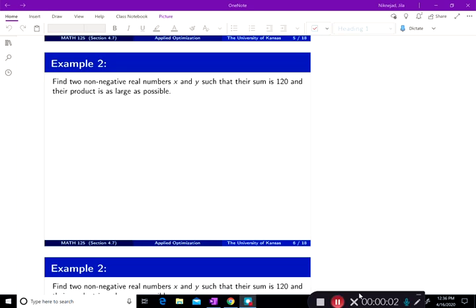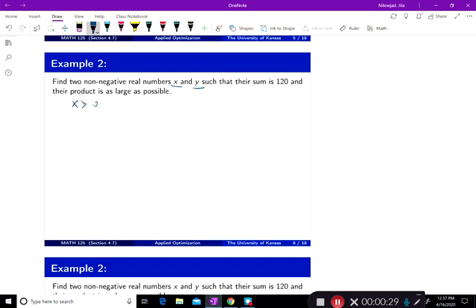We're continuing with section 4.7, example 2. Find two non-negative real numbers x and y such that their sum is 120 and their product is as large as possible. So this one we don't come up with any drawing, but let's say x and y, the variables already given to us, two of them, and so we know that x is bigger than or equal to 0 and y is bigger than or equal to 0. It says non-negative, means 0 can be included.